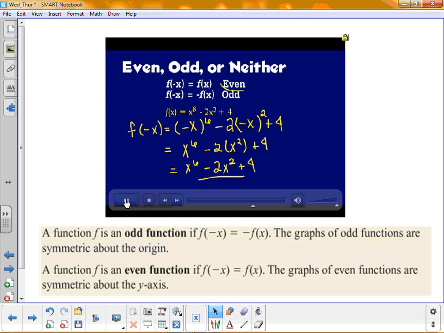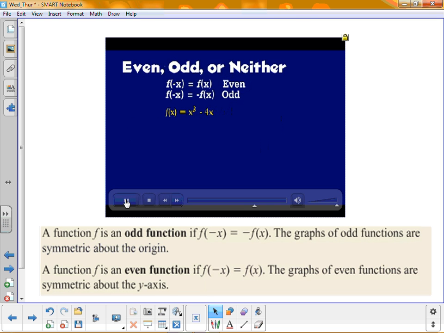So that means that's called an even function. Notice she said neither. That doesn't happen with numbers. A number is either even or odd. But equations, it's much different.